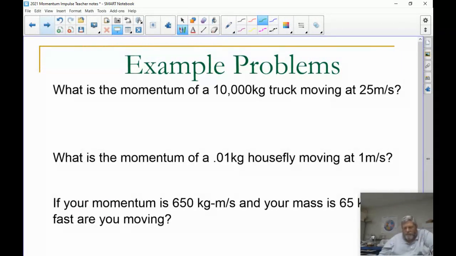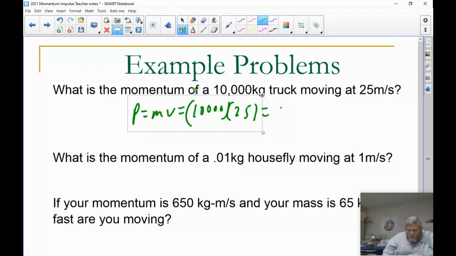So just a couple of quick examples. What's the momentum of a 10,000 kilogram truck moving at 25 meters per second? So P equals mv. So that's going to be 10,000 times 25, or 250,000 kilogram meters per second.